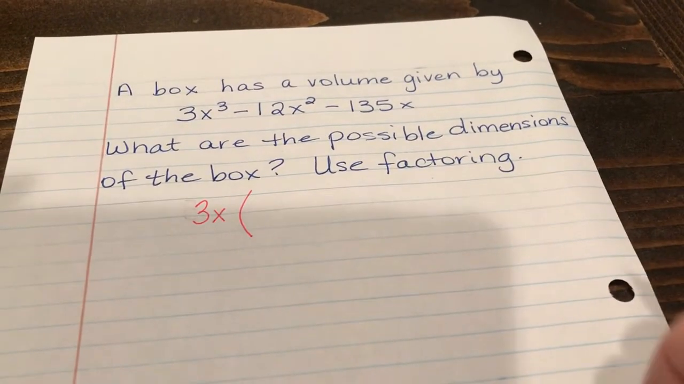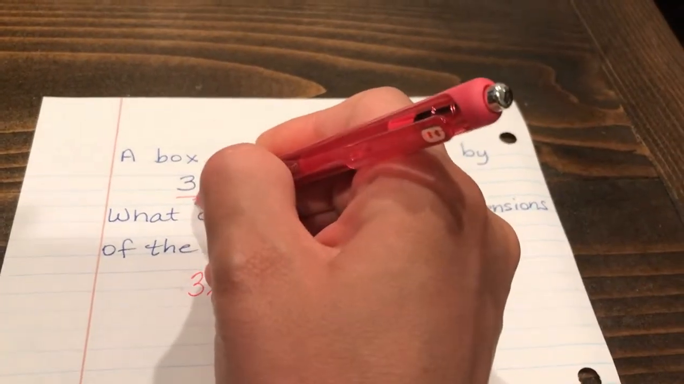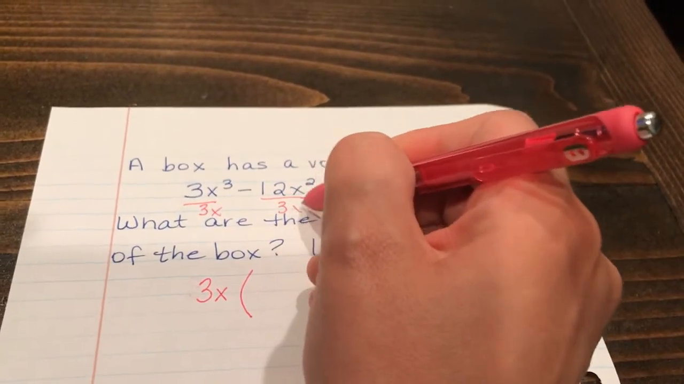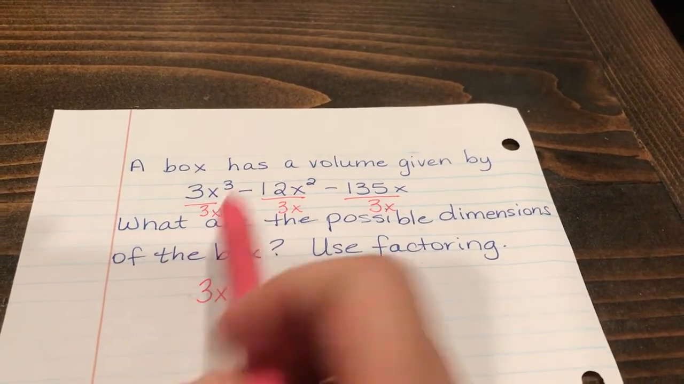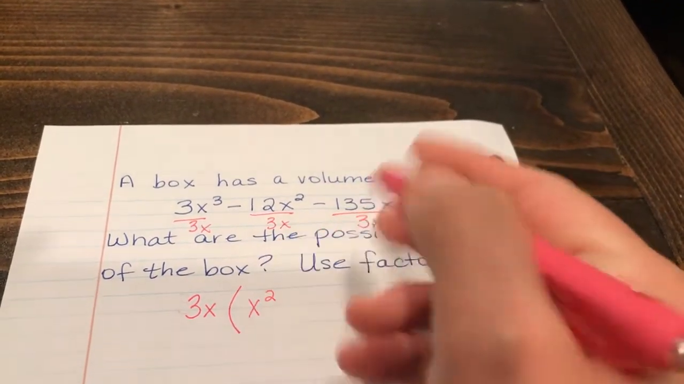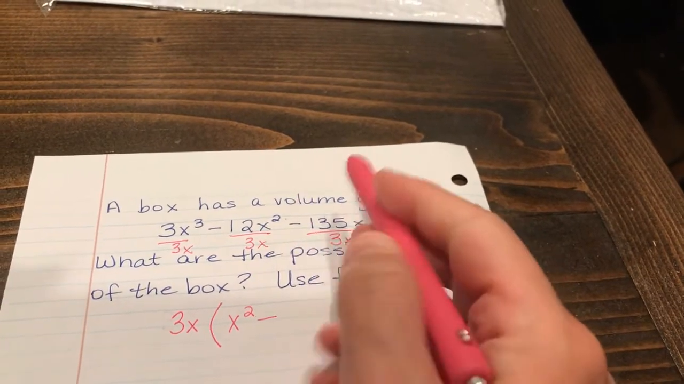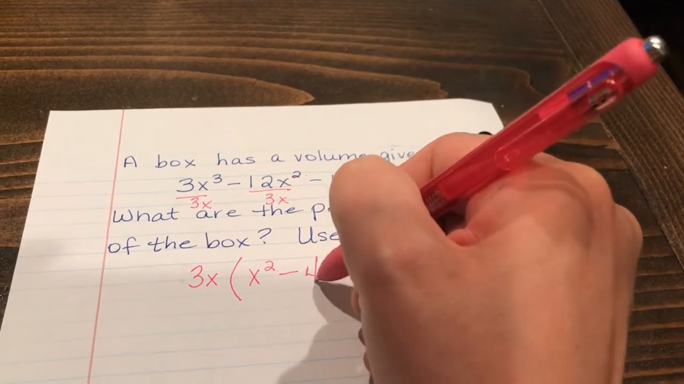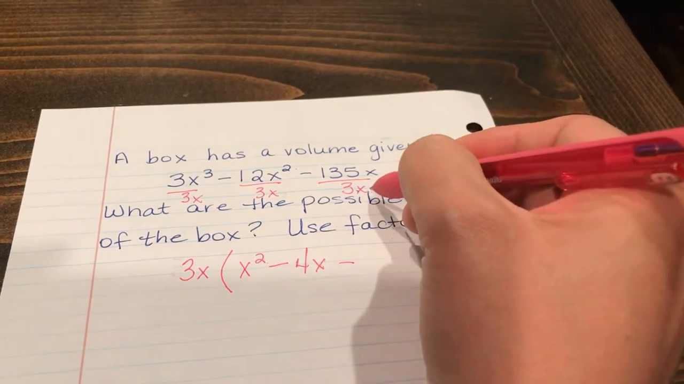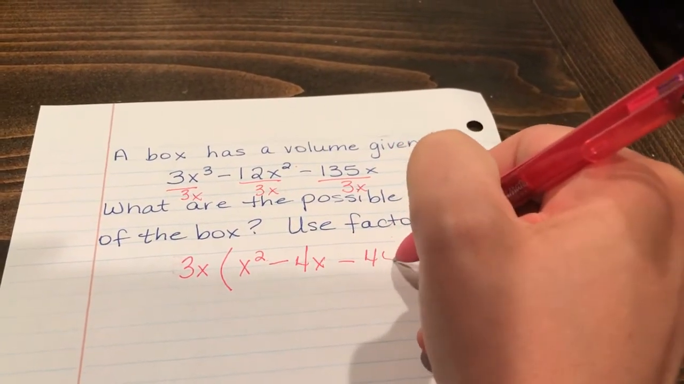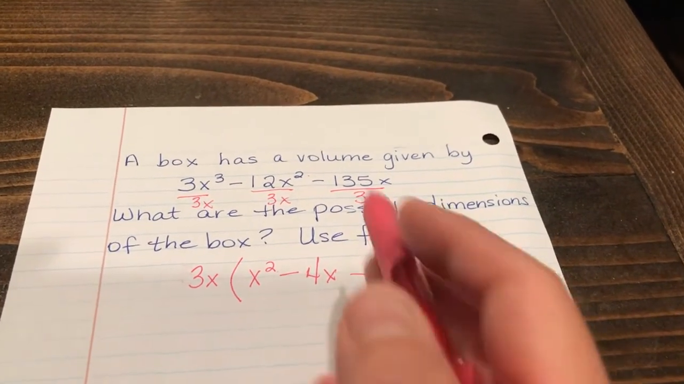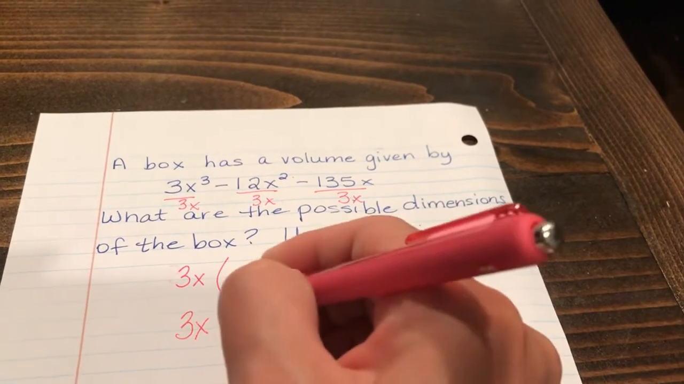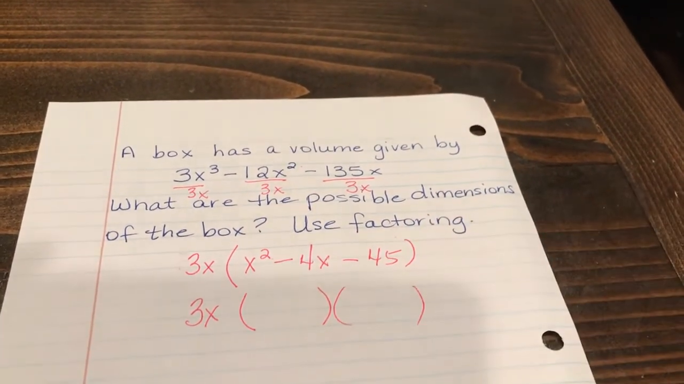Now, to decide what goes in that parentheses, we're going to divide each and every term here by the 3x. So now 3x to the third divided by 3x gives me x squared. 12x to the second divided by 3x gives me 4x. 135x divided by 3x gives me 45. Now we're not quite done yet. Now we need to factor what's inside this parentheses. And you'll remember that that's going to become 2 parentheses.